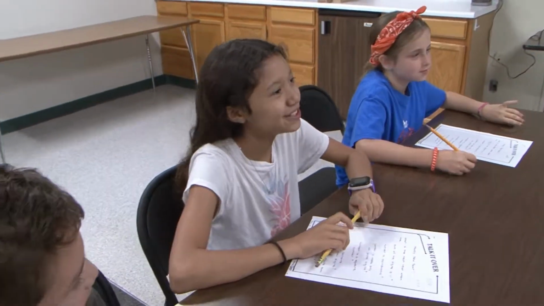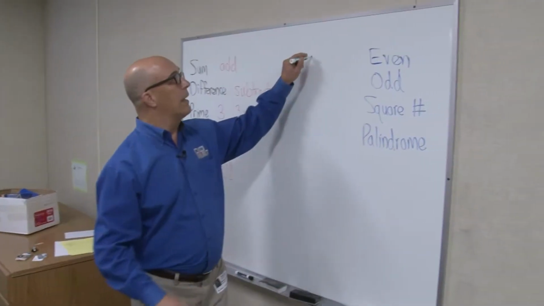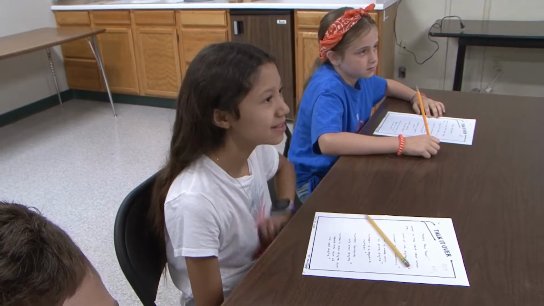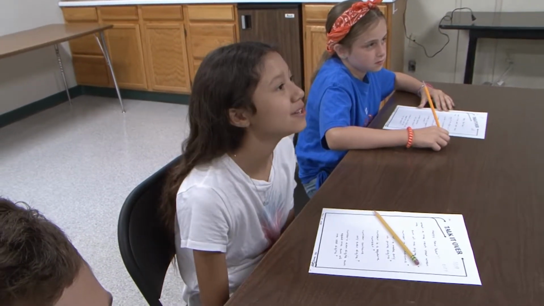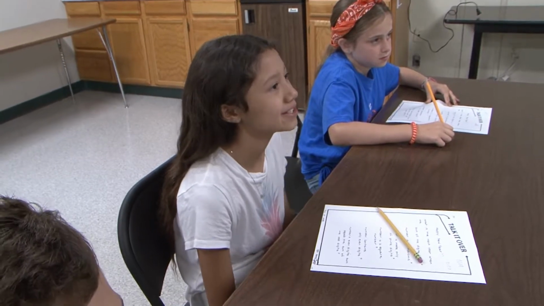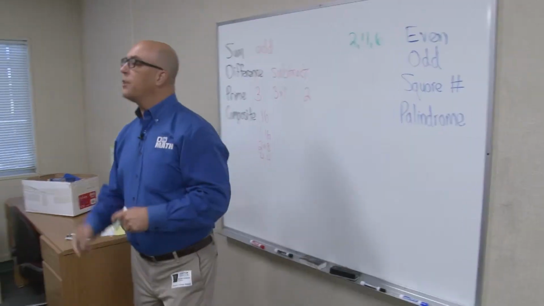Even is like 2, 4, 6, 8. Okay. It's like numbers that other numbers can go into, and it's like they're even. They're divisible by 2. They're always a pair.